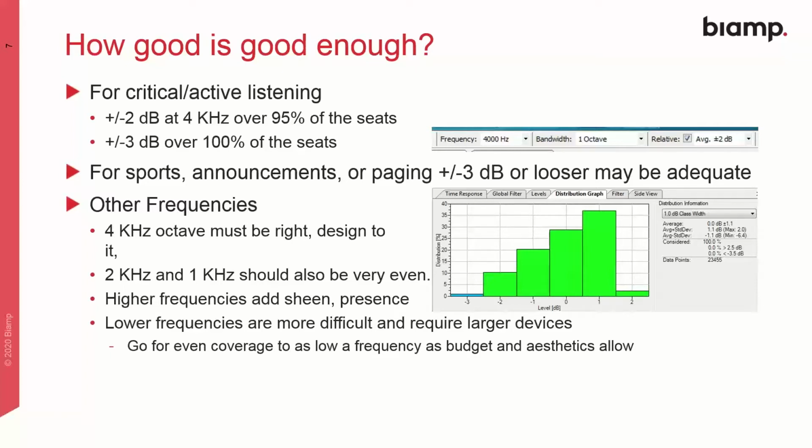Higher frequencies are nice. They add sheen, they add presence. Lower frequencies are more difficult, and require larger devices to get even coverage. It's a much larger waveform. It's going to take a larger device to direct it the way you need. An old saw from days gone by is go for even coverage to as low a frequency as budget and aesthetics allow.